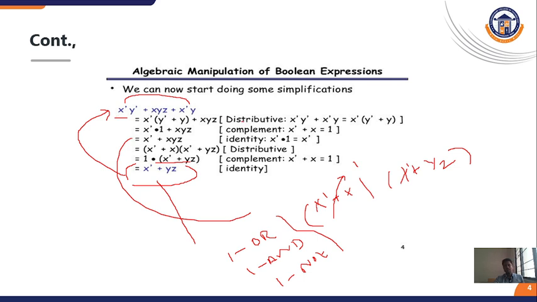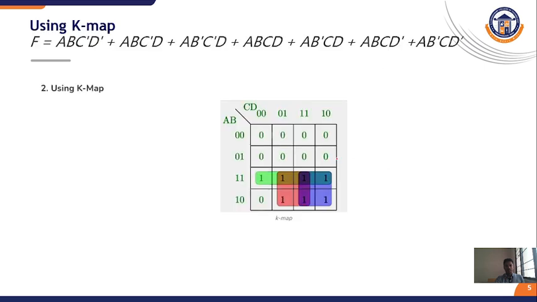If the number of variables progresses, Boolean postulates will become inefficient. It takes a lot more steps to reduce the function. It will take time, and sometimes it will lead to inefficiency due to human error. So to reduce the Boolean function when the number of input variables increases, one of the best methods is the K-map.